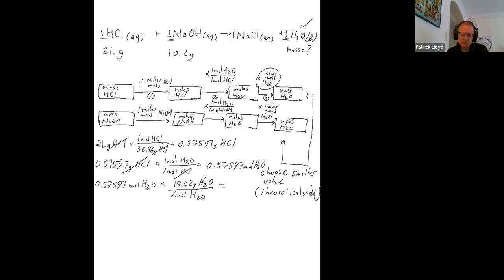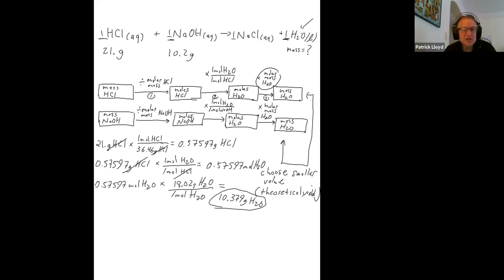Okay, so you take that number times 18.02. How did I get 18.02? Let me write the number down here first. Now, in a sense, you have a 50% chance of being right if you stopped right there, because it's possible the HCl was the limiting reactant. And if it is the limiting reactant, that would be the answer. But we don't know that for sure until we do the second set of calculations.